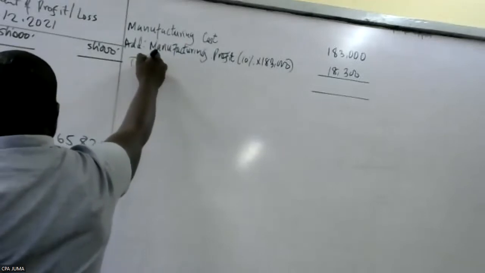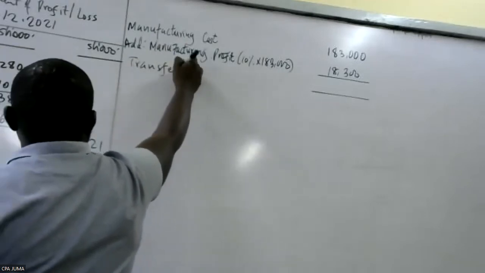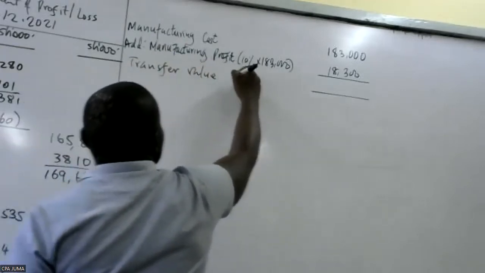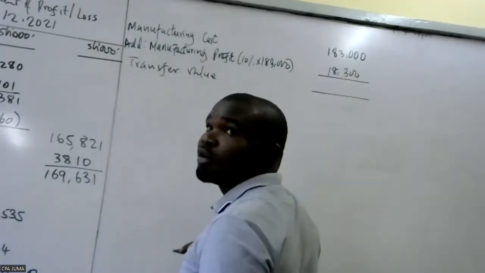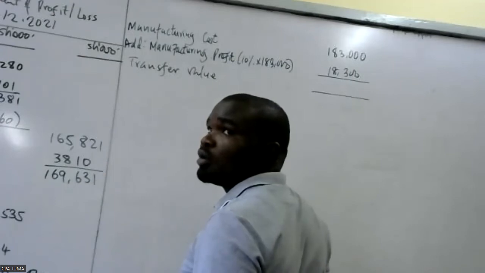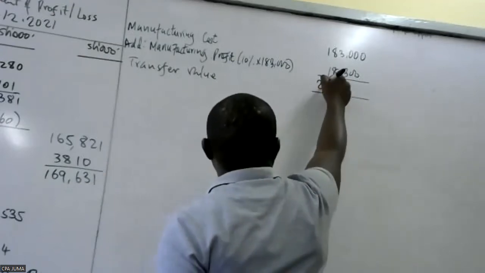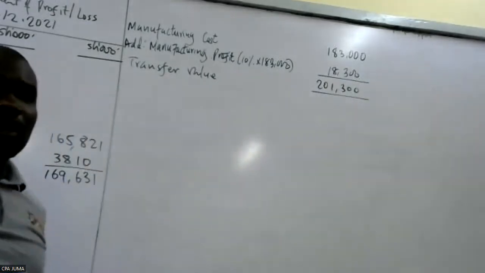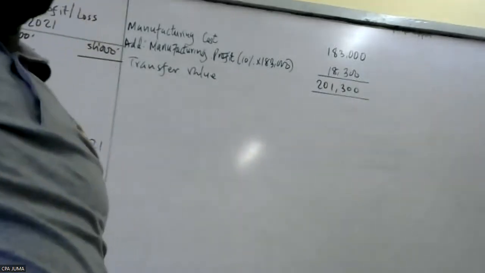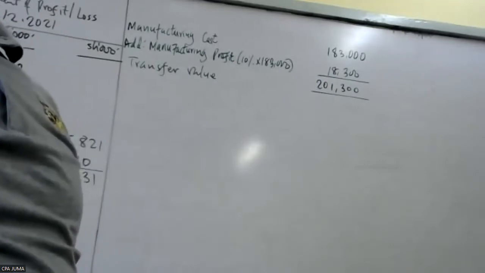So transfer value, how much? 201,300. Draw a single line there, a single bottom line.